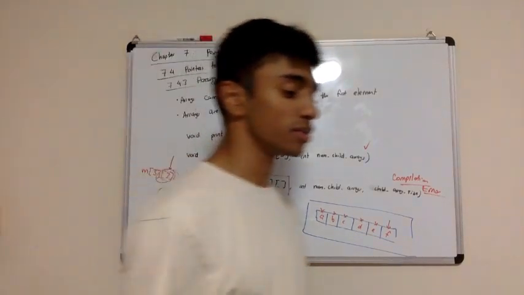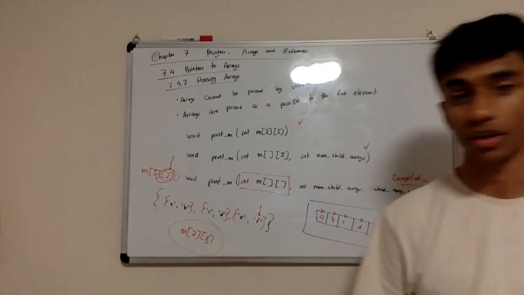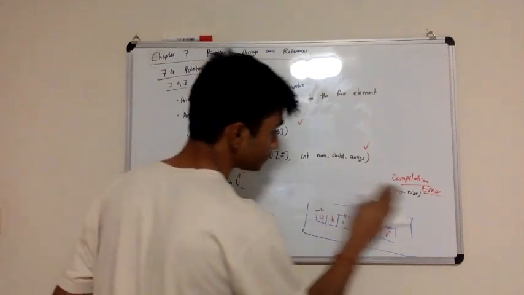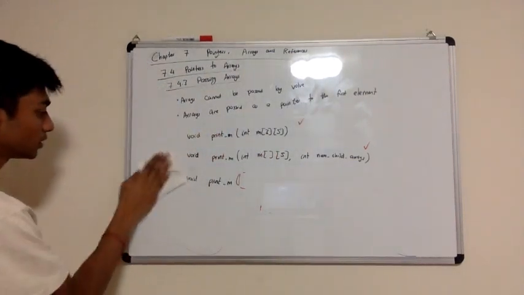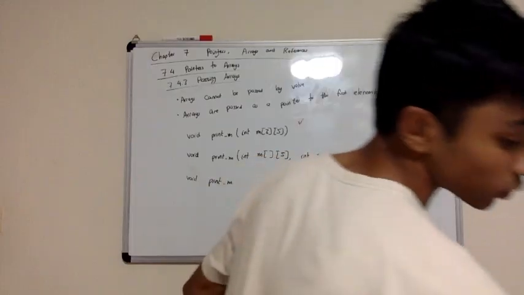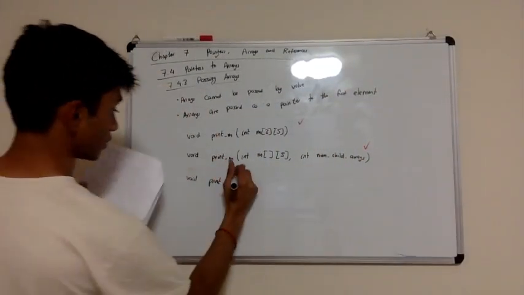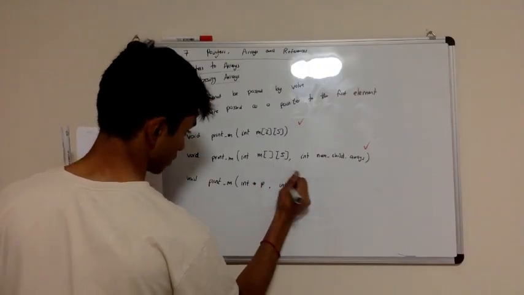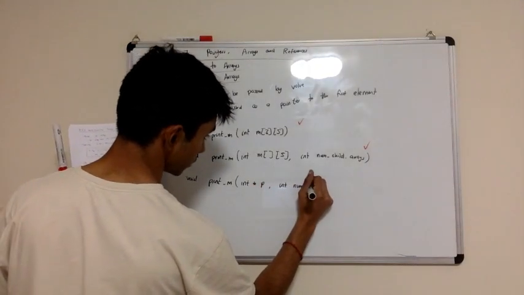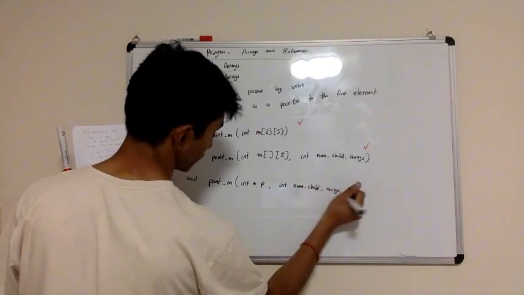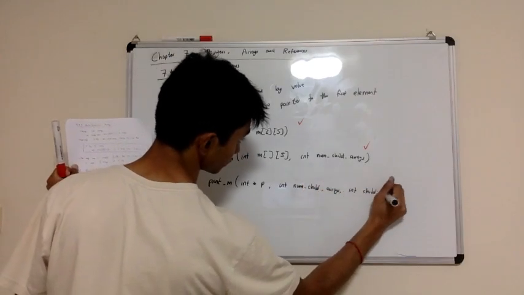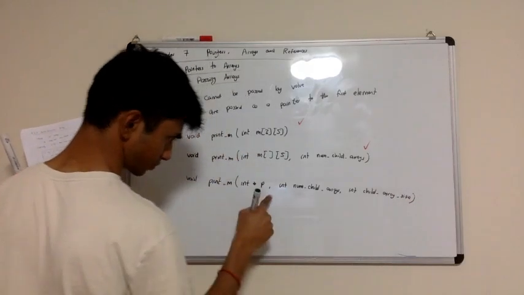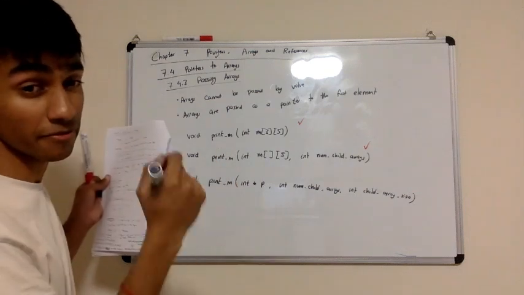But what if you really want to be able to pass in whatever 2D array you want? You want something like this, but the compiler is giving you an error. What we do instead is we pass in a pointer. We just work with addresses. So we say int star p, int number of child arrays, and then int child array size. So we still give the same information here, but now we're just passing in the address of the very first element.